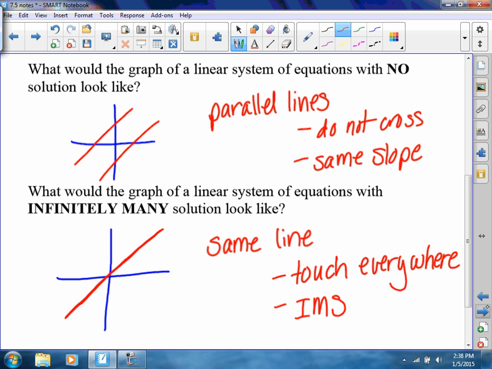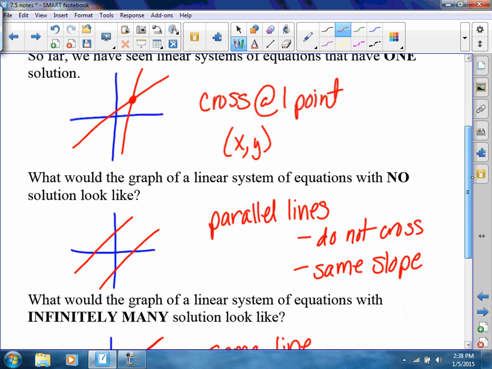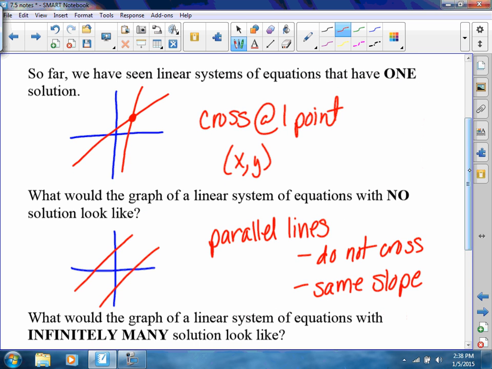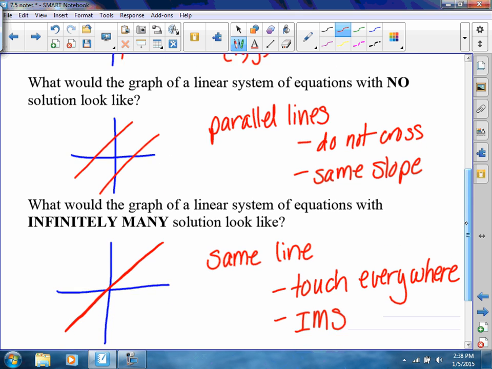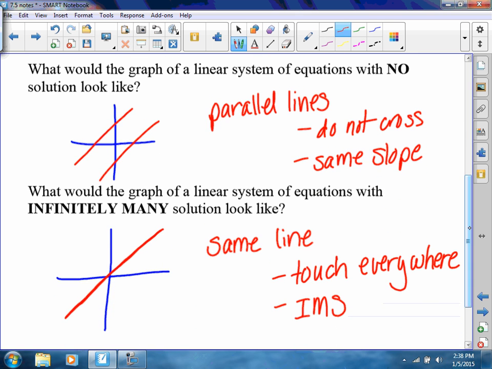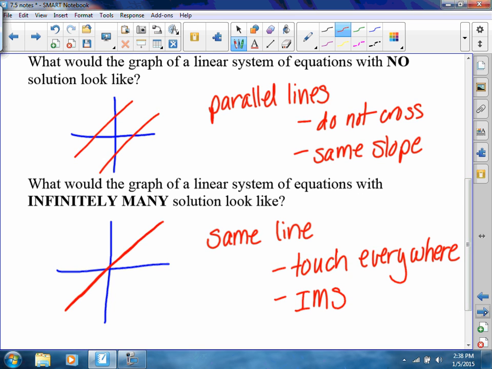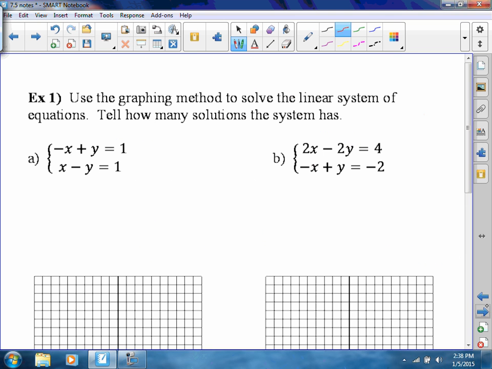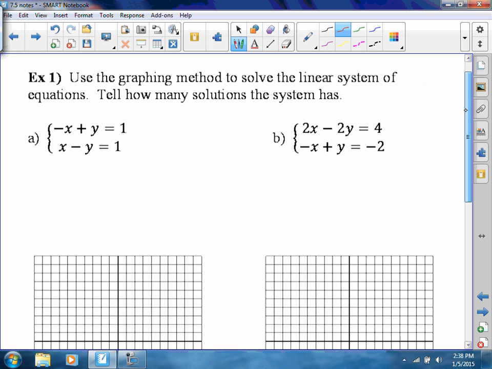Okay, so those are two special cases that we're going to see today. Now, you might still have some problems in your homework where you get one solution where the lines cross at a point, okay? But you're also going to see ones where they are parallel, so there's no solution, or where they're the same line, so then you can put IMS. Okay, so let's do a couple graphing problems.